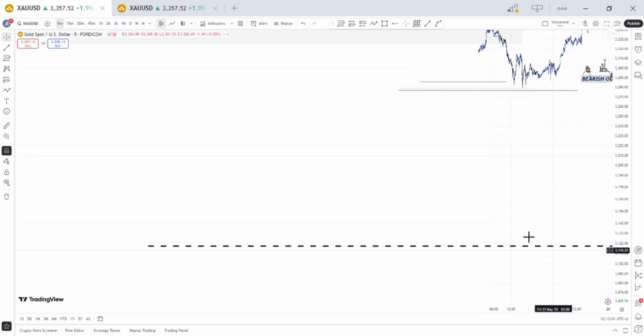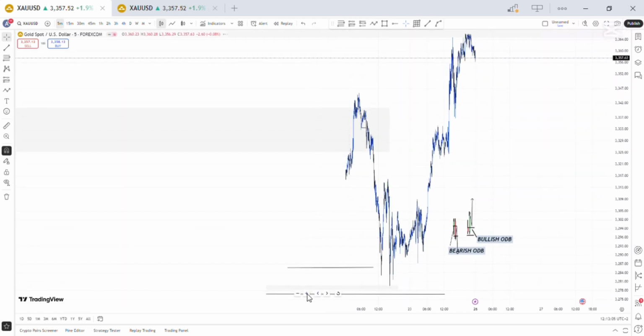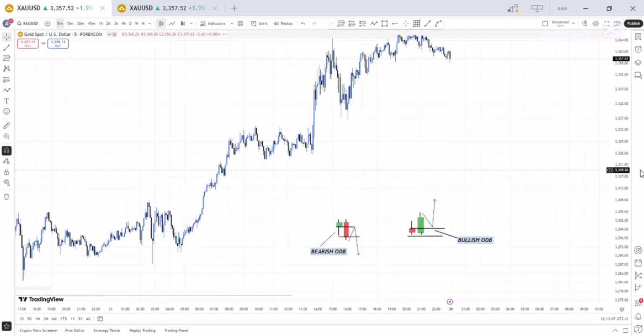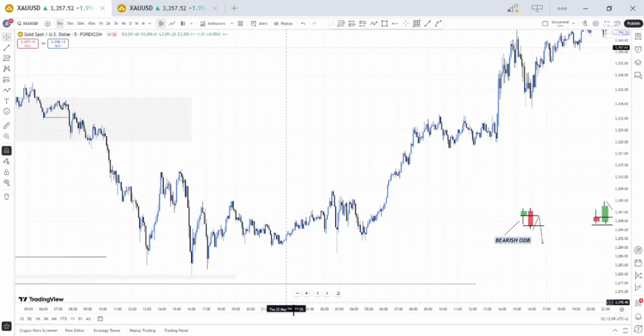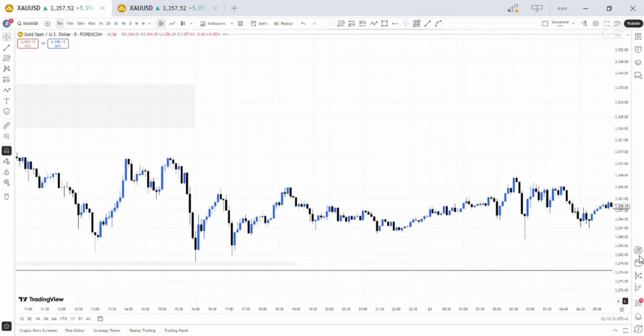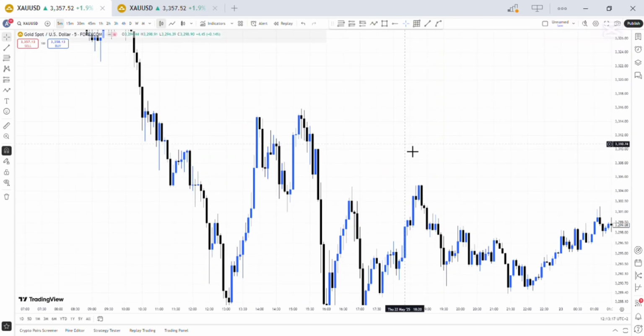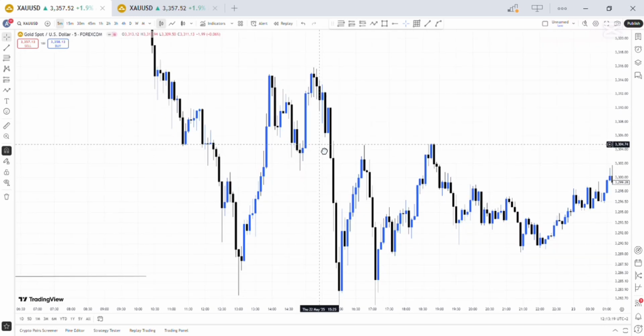This is my chart on gold. So I'll be showing you other blocks. We want to see, I'll show you a valid order block. You can see on this chart there's no valid order block yet.